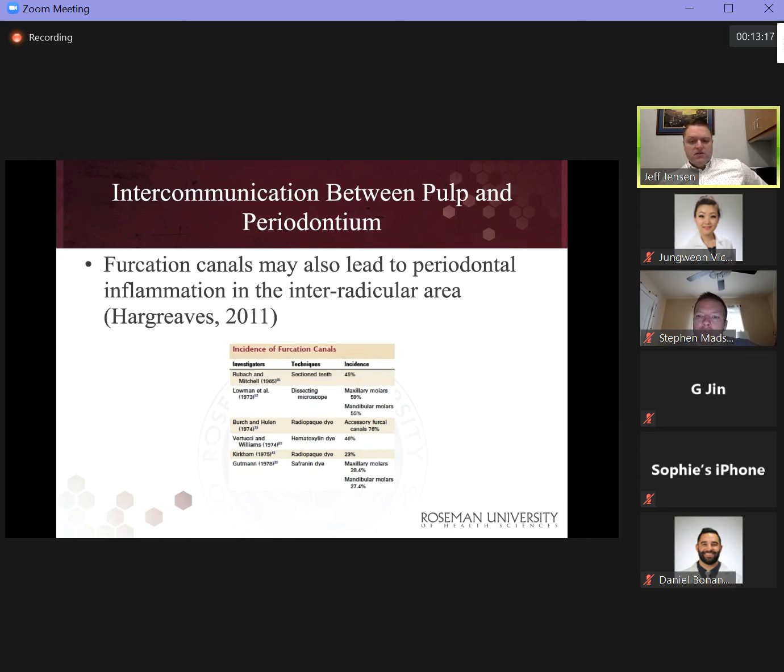And there's different ways to do this, right? So some of them sectioned a tooth, others did dyes. Some looked at it under a microscope to try and find these small canals that go into the furcation. So furcation canals are there. Do they always cause a problem? That's questionable. But again, the point of this slide and this discussion is just to show that there is communication between pulp and periodontium. So there's information, there's blood, there's nerve that passes through these areas and connect the two.